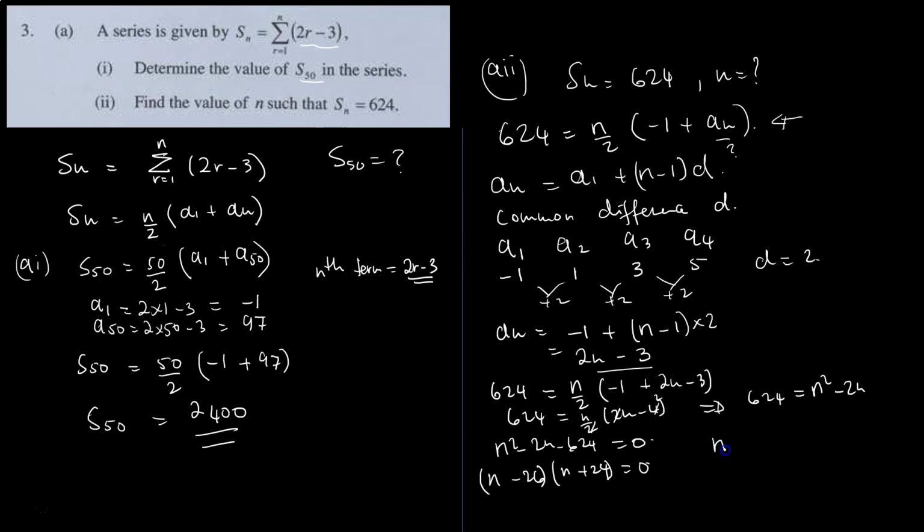We get n equals 26 and n equals -24. Well, we can't have n as a negative number because n is the position of the term, so n has to be a positive number, or the number of terms in this case. Okay, so n is equal to 26. So that's 3a(i) done.